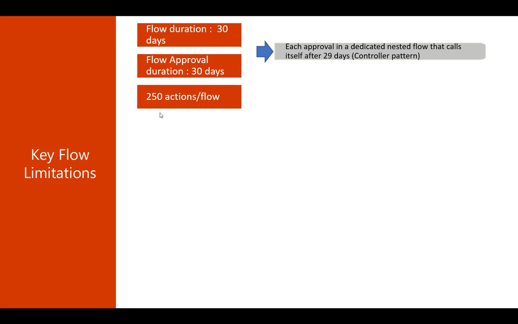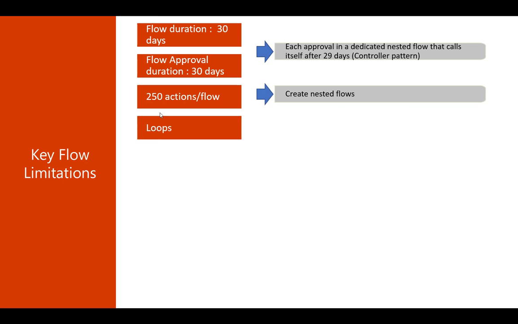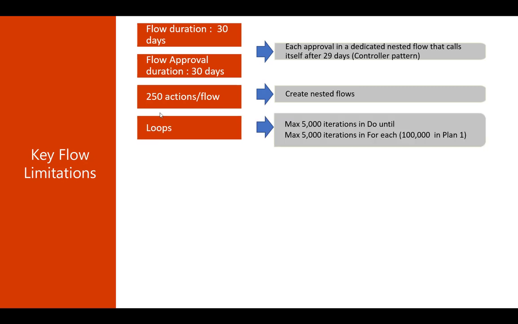Also, maximum 250 actions in a flow. If you want more, you have to split your flow in nested flows, small flows. I also call them service flows because these flows that can be invoked by other flows are also REST services. And that can be very, very convenient. Loops: there are maximum 5,000 iterations in a do until, maximum 5,000 iterations in a for each. If you want more, you can buy plan one that will give you 100,000.